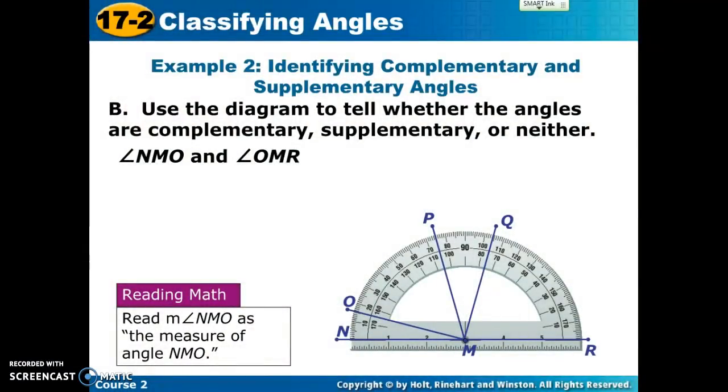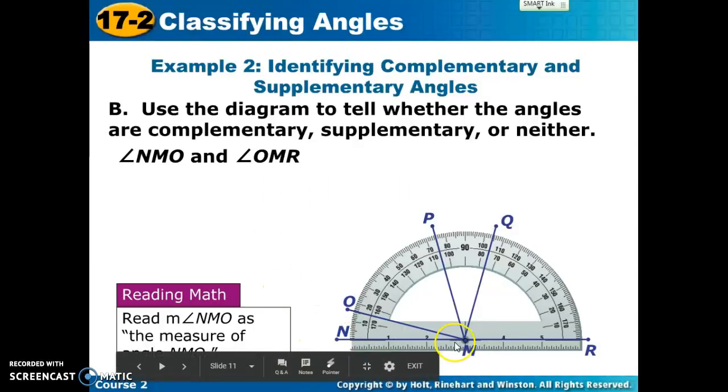All right, here's B. We want to find angle NMO and angle OMR. We want to determine, are these complementary, supplementary, or neither. So angle NMO is this little skinny angle down here. So N is starting at 0, and O is up at 15. So if I subtract, 15 minus 0, we know that this is a 15-degree angle. Angle OMR, whoa, look at that big, the whole thing here.